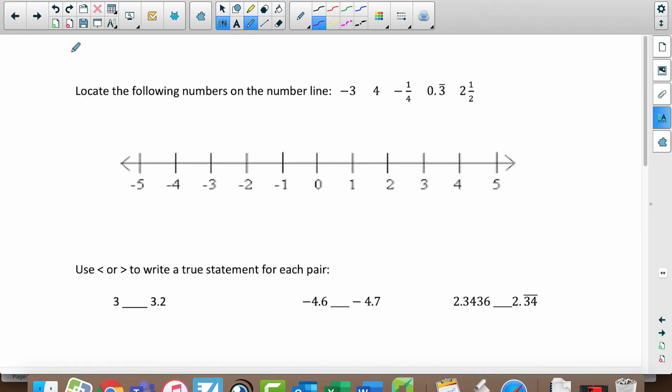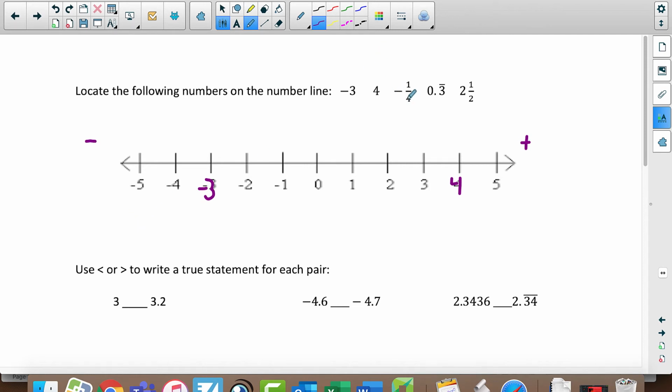Okay. We're going to find these numbers on the number line. -3. Well, that shouldn't be too bad. There's 0, -1, -2, here it is. -3 is right here. I'll just write it right on top of it. 4. This is ridiculous. 1, 2, 3, 4. Here it is. Positives come up this way. Negatives go down that way, right?